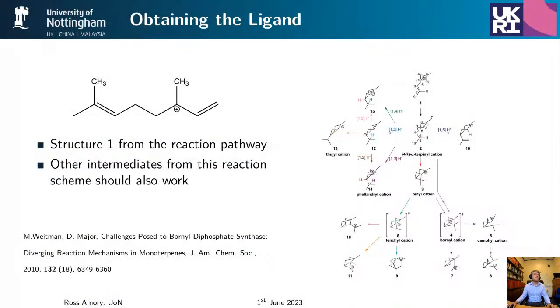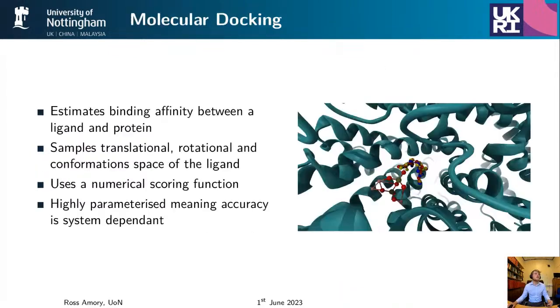So just very quickly, the ligand that we are using today is actually from Dan Major's work. The reference to the paper is here. And it's intermediate number one on this reaction pathway. It is a natural ligand for this synthase protein. We're going to be basically working with intermediate number one. And if you want to retry this workshop with a different ligand, I'd highly recommend going back to this paper and trying a different one of his structures.